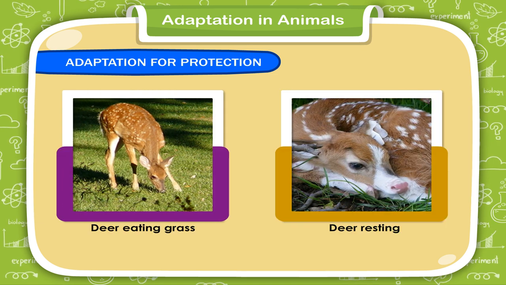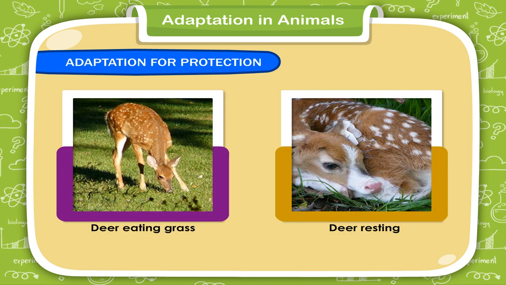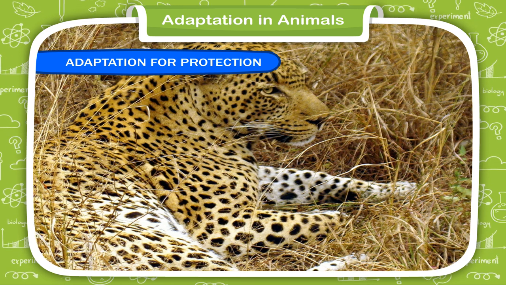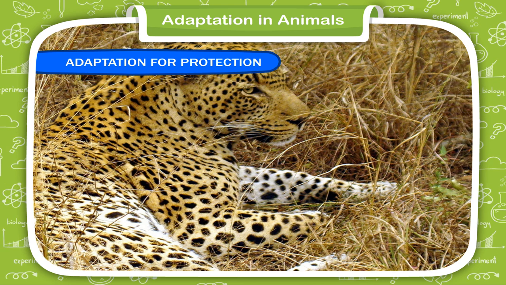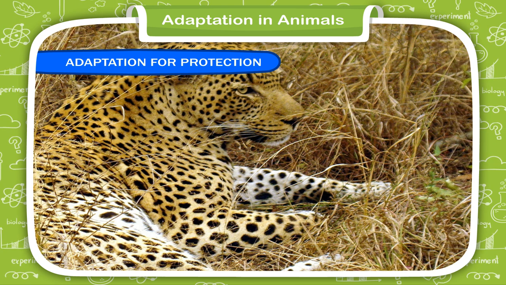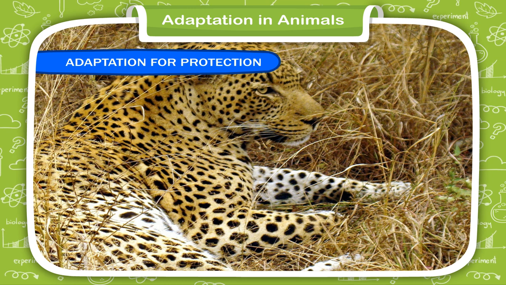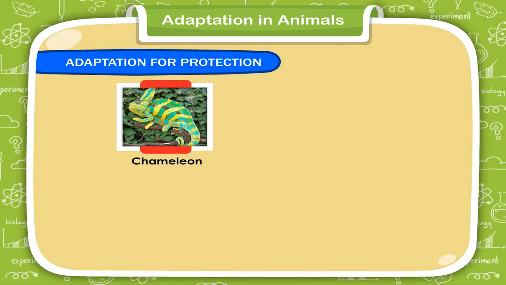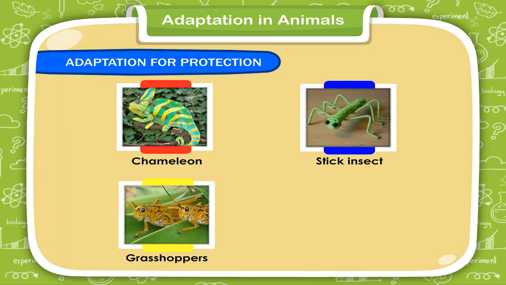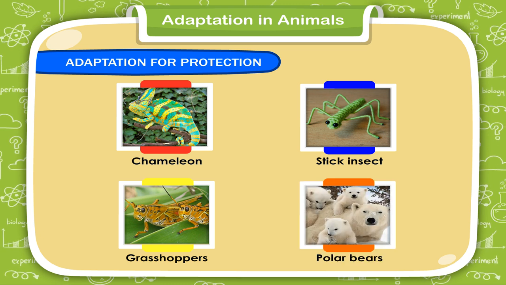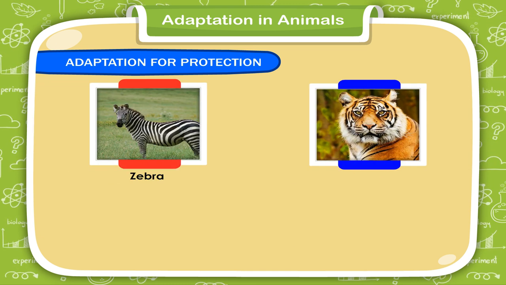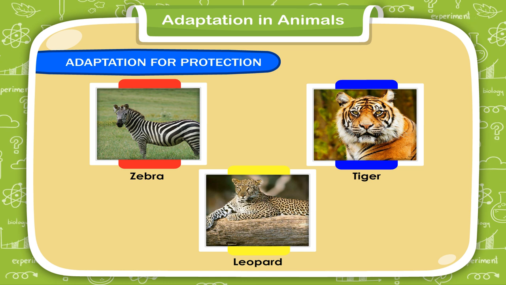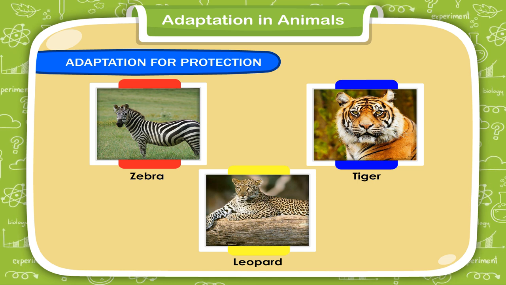The spots or stripes on the bodies of some animals help them to merge with their surroundings, which makes it difficult for their enemies to see them. This is called camouflage. Chameleons, stick insects, grasshoppers, polar bears, zebras, tigers, leopards are the examples of such animals.